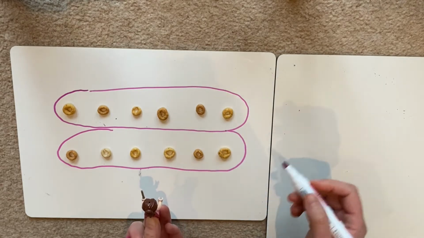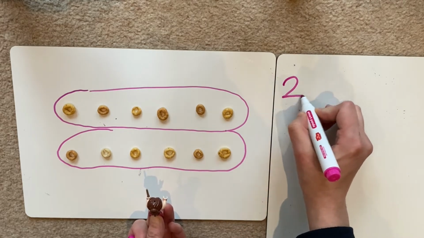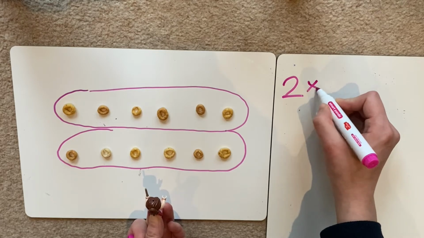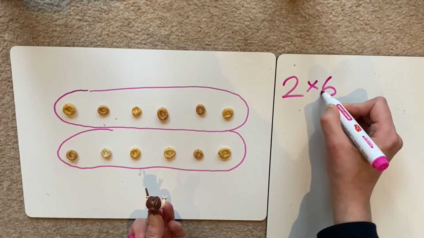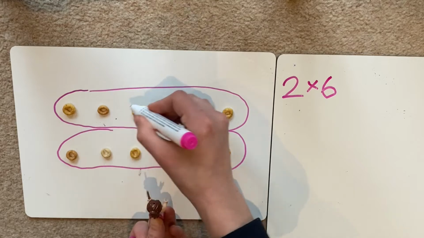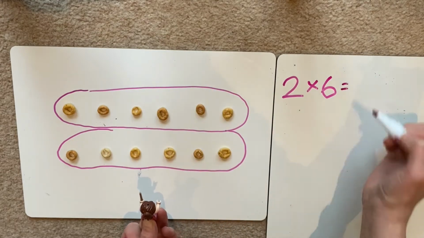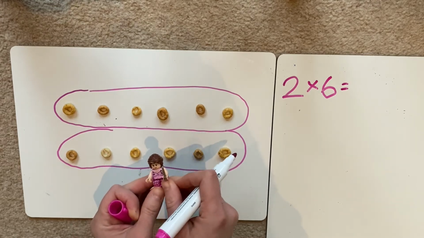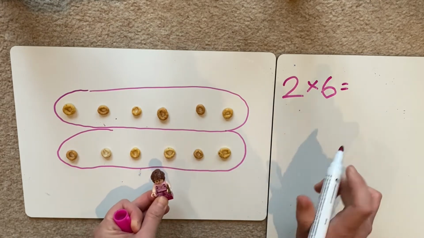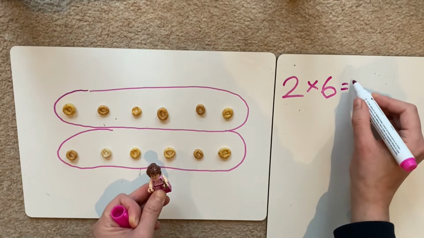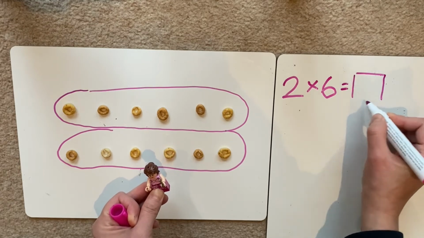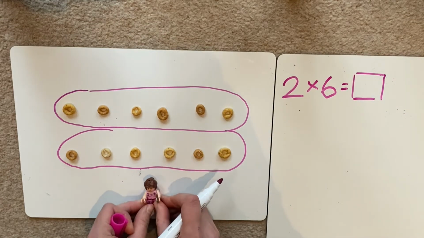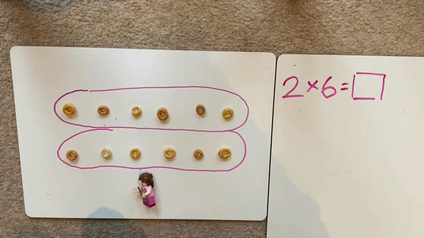So she can see two groups of two rows of 6. 1, 2, 3, 4, 5, 6. Hermione says, I don't know my 6 times tables. How can I figure out what 2 times 6 is? I'm just going to leave that blank for now because I think Dumbledore is going to give her a bit of a clue.